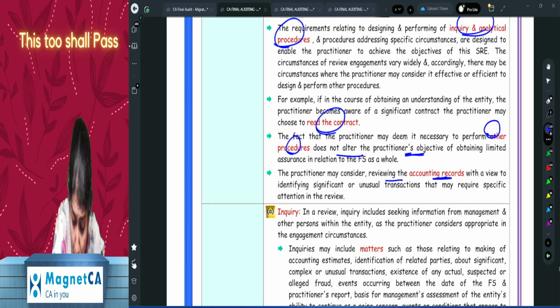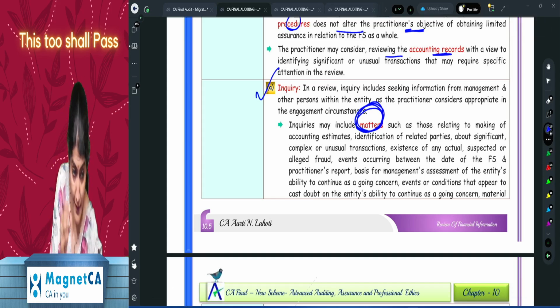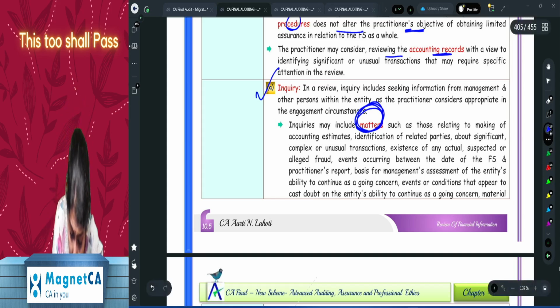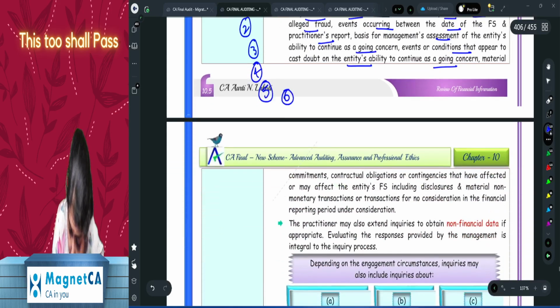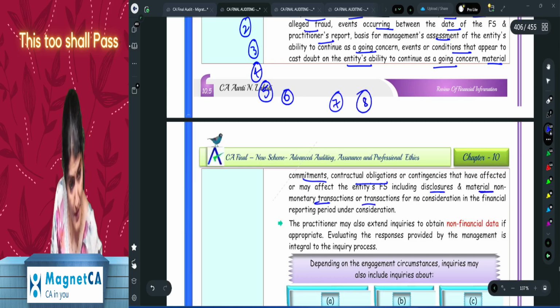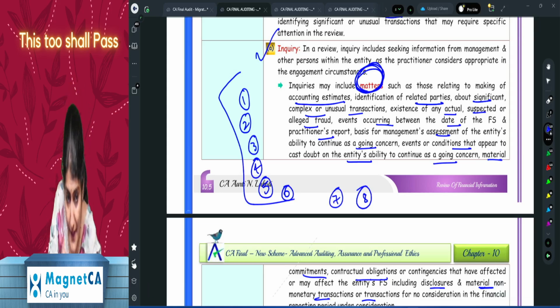Okay, and now it says what are the procedures you perform is inquiry and analytical. So one, what does it say? What do you inquire about? So now look at review. It's like a limited version of an audit. Because now you're inquiring regarding the accounting estimates, then about the related parties, then the complex unusual transaction, then the actual suspected or the alleged fraud, then the events occurring between the date of financial statements and practitioner's report, then going concern events or conditions, then significant doubt, and the next one, material commitment, contractual obligation or contingencies, and then the disclosures and material non-monetary transaction. Right? So first point, it says you have to inquire about these 8 points. And so it's like a mini version of audit. Subsequent events, related party, going concern, fraud, non-compliance, everything covered in inquiry over here.